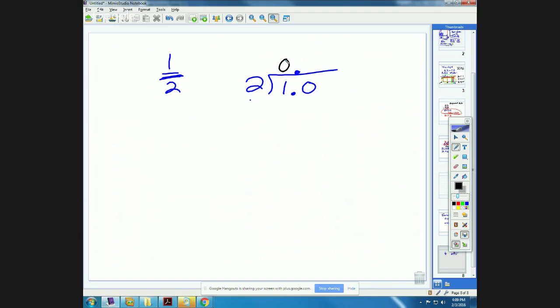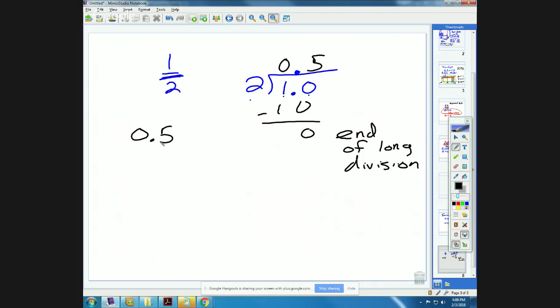0 times. And I like to put the 0 there. 0 times 2 is kind of boring, so I'm going to skip that part. And then I'm going to say, okay, ignoring the decimal, 2 goes into 10 how many times? 5. 5 times 2 is 10. Subtract, and I get 0, and so I'm done. Right? 0 indicates the end of long division. And so I've just, with division, converted 1/2 into 5/10.